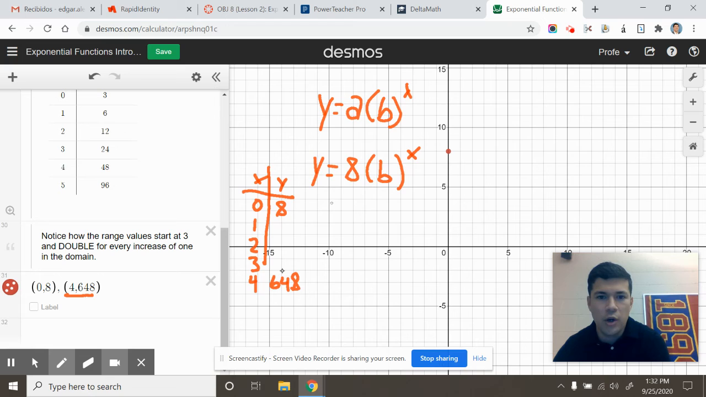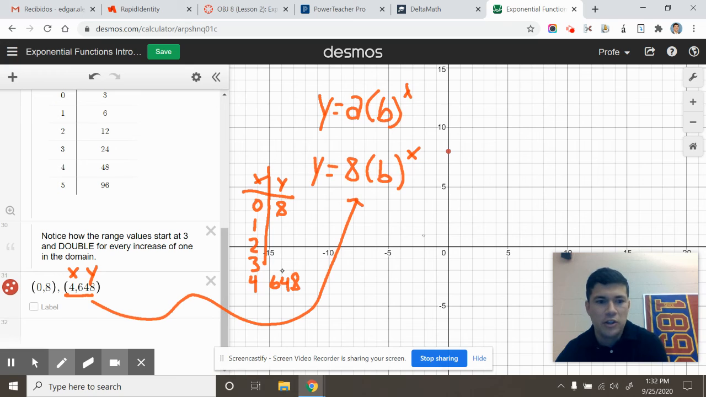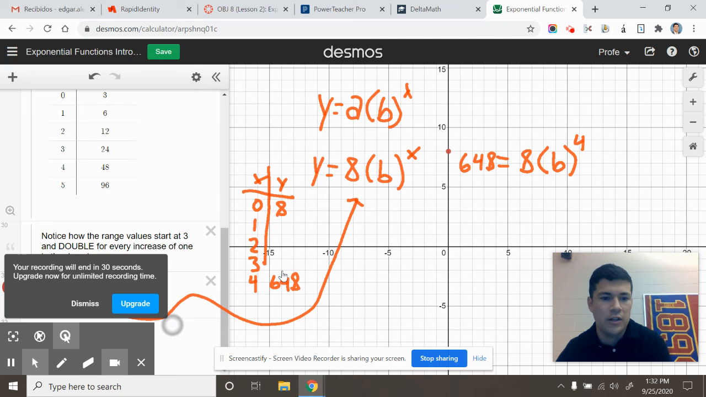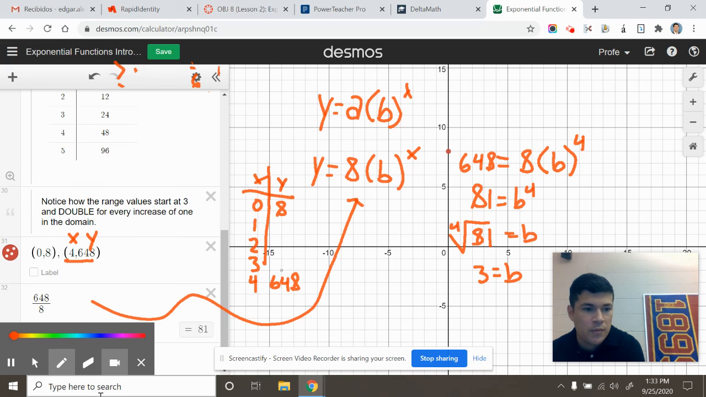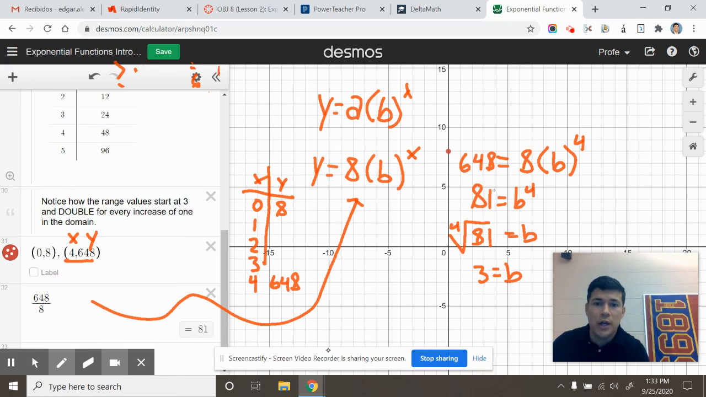So what you're going to want to do with this is think of this as an x-y coordinate, and really just evaluate into this function, substituting for x and for y. So I can say 8 times b to the, and my x value is 4, so 8 times b to the 4th is going to be equal to 648. Then I divide 648 by 8. What is 648 divided by 8? I get 81. So 81 is b to the 4th.